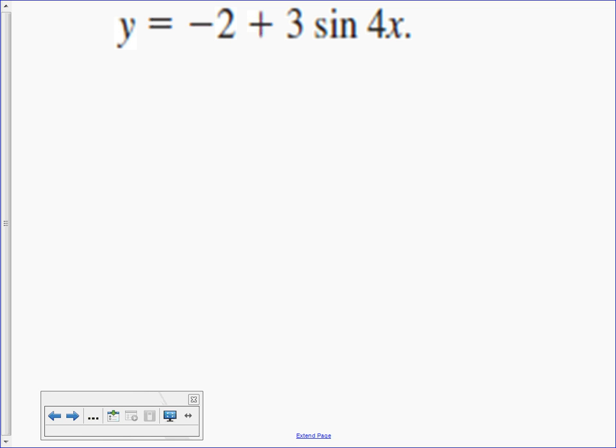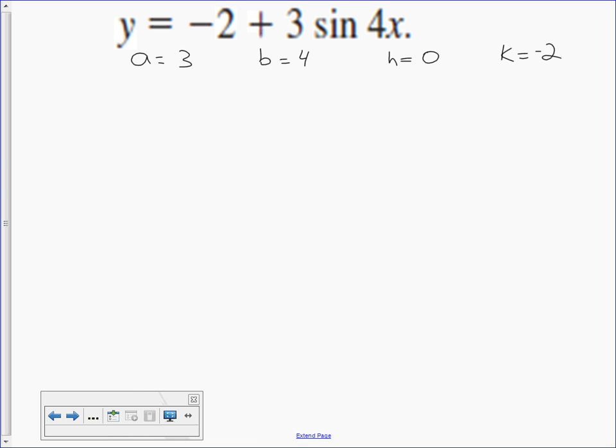Careful. Remember, look at what it is. A sine B. What's the A? 3. What's B? 4. What's H? 0. It's not there, so it's 0. And K is negative 2. So we start the same way. A is 3, B is 4, H is 0, and K is negative 2.